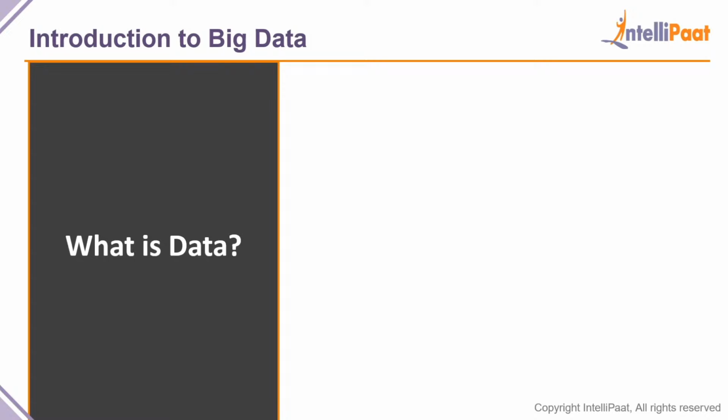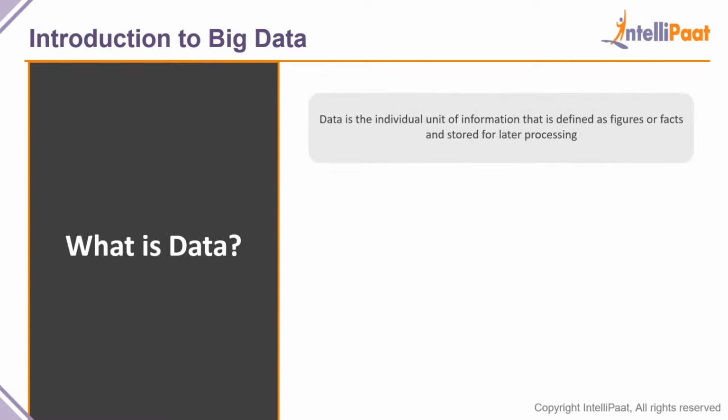So, understanding the concept of what data means in the first place is extremely important because these days data is quite a generalized term. It actually covers a lot of things, but there are categories associated to it. So, firstly, by definition, data is the individual unit of information that is defined as figures or facts and is stored for later processing onto your computer hard drive. It could be anywhere, essentially any storage device, and it is divided into three parts.